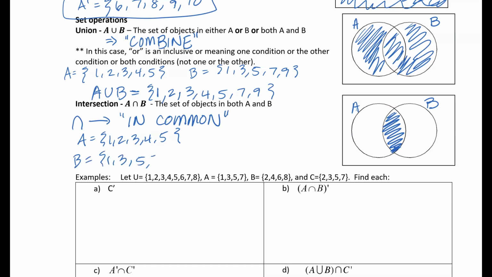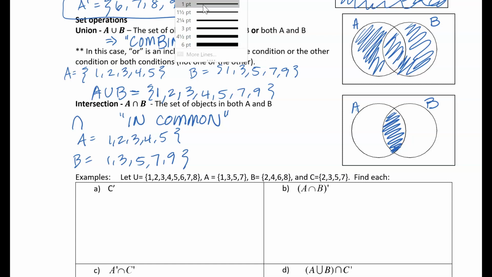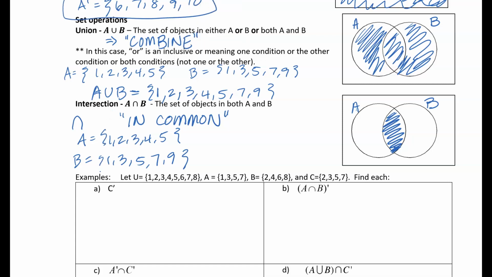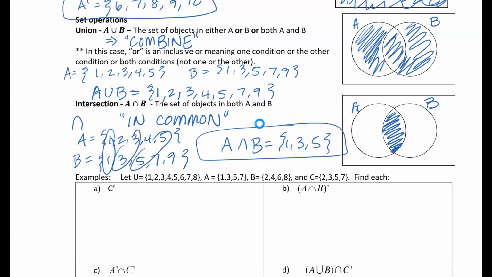So write them out, put them right on top of each other, and then you can see what they have in common. Whoops, that didn't turn out very well, did it? All right, let me get my blue pen back. Okay, so they have a 1 in common, they've got a 3, they've got a 5. So we would list A intersect B to be 1, 3, and 5. So that would be the answer if you were asked to find A intersect B.